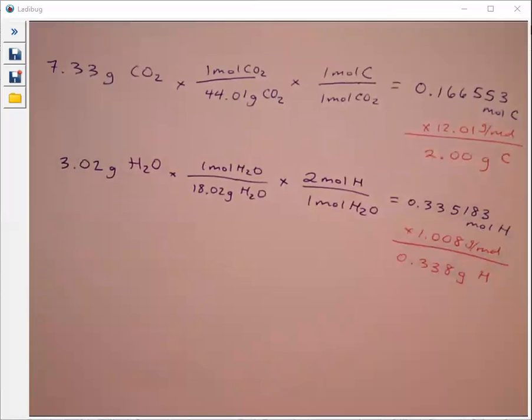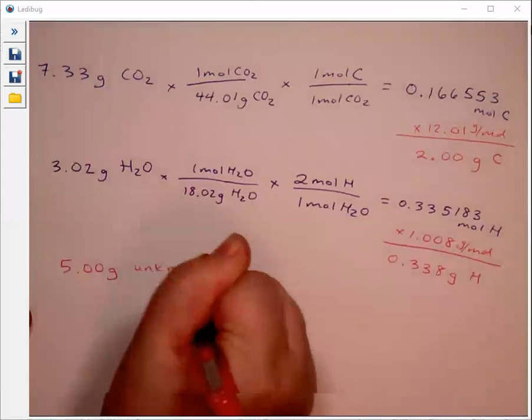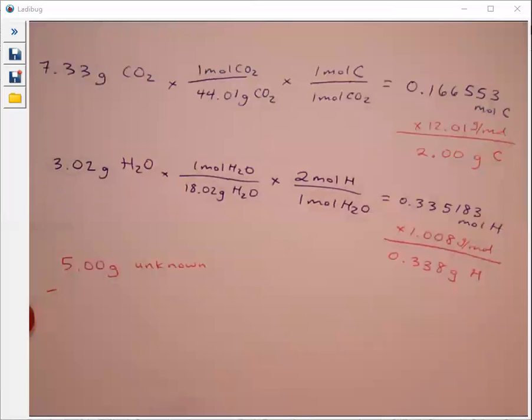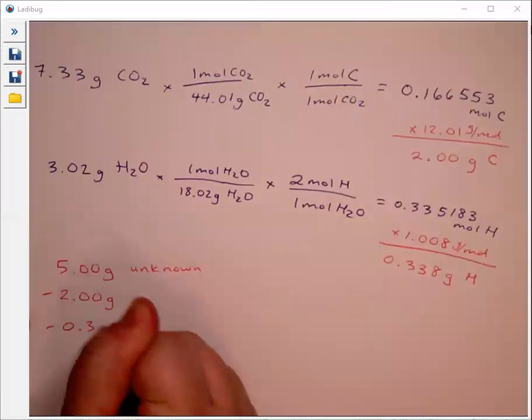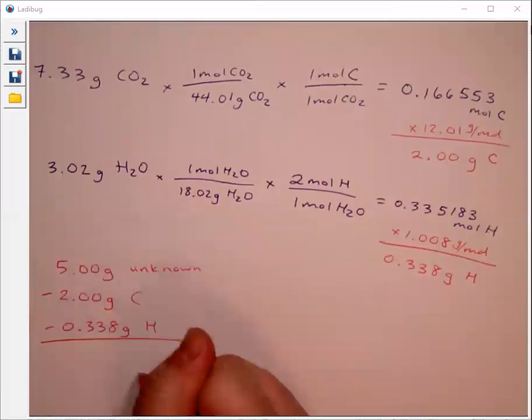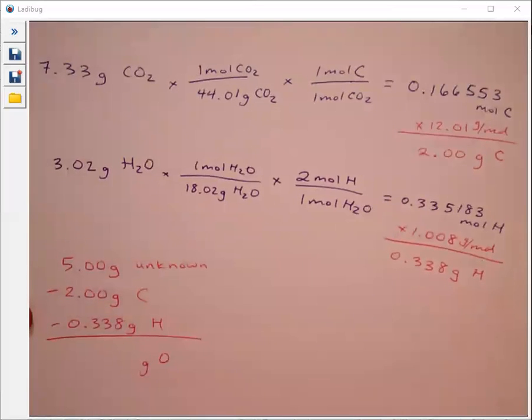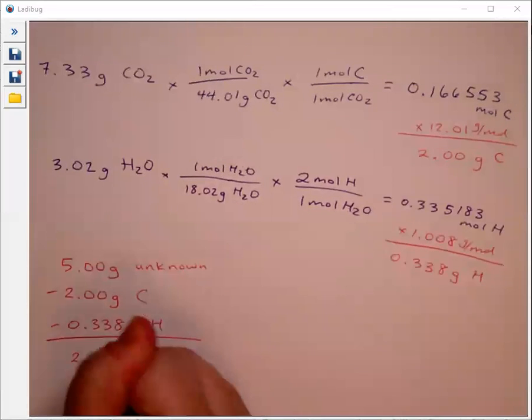So now to find the mass of oxygen that was in the original unknown carbohydrate that we burned, we take the 5 grams of that unknown and subtract. We know it's just carbon and hydrogen and oxygen, so whatever's left over will be the mass of oxygen. 5 minus 2 minus 0.338, and I get 2.662 grams of oxygen.